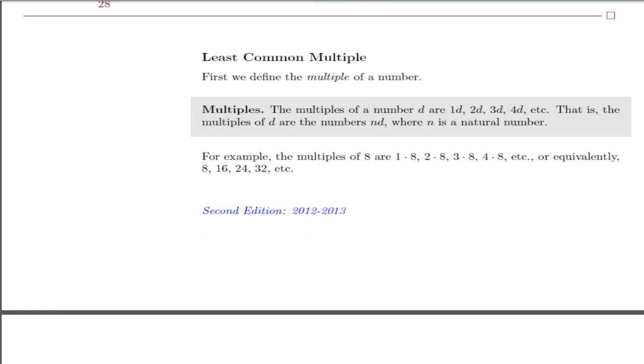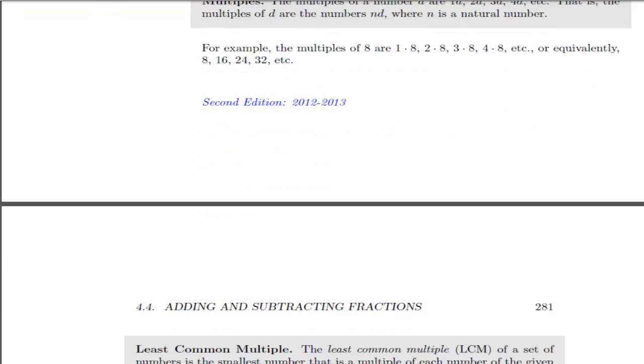Least common multiple. First we define the multiple of a number. Multiples. The multiples of a number d are 1d, 2d, 3d, 4d, etc. That is, the multiples of d are the numbers nd where n is a natural number. For example, the multiples of 8 are 1 times 8, 2 times 8, 3 times 8, 4 times 8, etc. Or equivalently, 8, 16, 24, 32, etc.